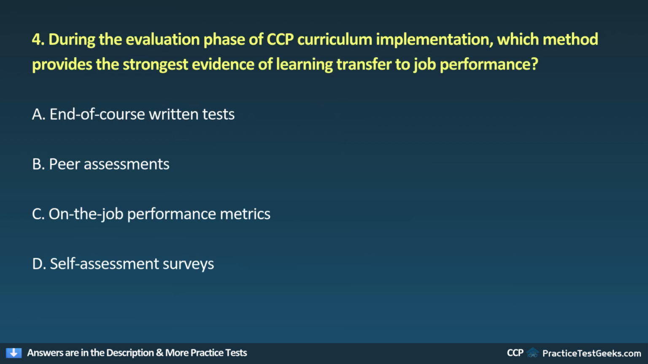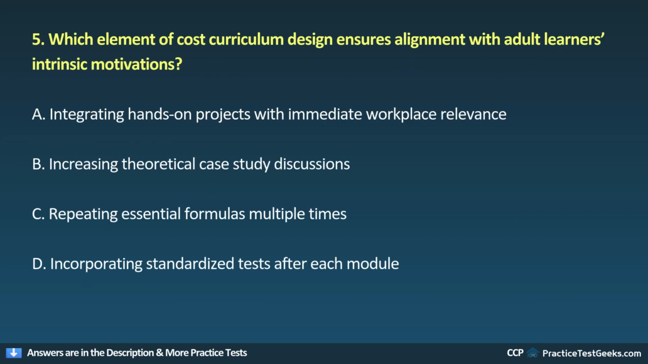4. During the evaluation phase of CCP curriculum implementation, which method provides the strongest evidence of learning transfer to job performance? A. End-of-course written tests. B. Peer assessments. C. On-the-job performance metrics. D. Self-assessment surveys.